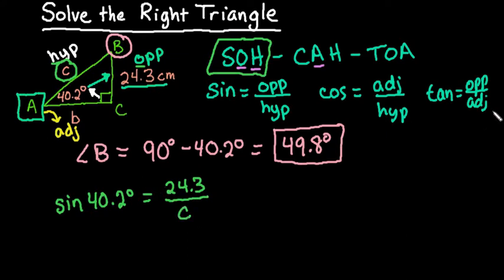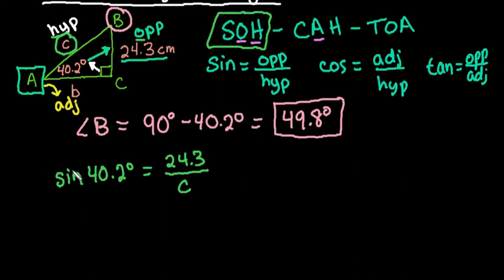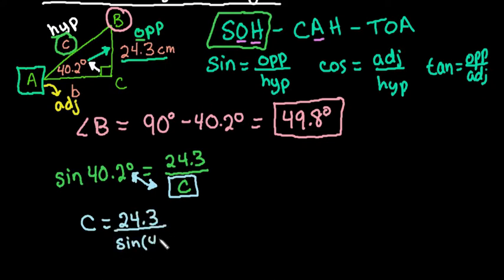Okay, so now I'm just going to solve this equation for C. I could cross multiply, but the shortcut is that anytime you're solving for a variable that's in the denominator and you do not have a denominator on the opposite side, these two expressions are just going to switch with each other. So I really have C equals 24.3 divided by sine 40.2.